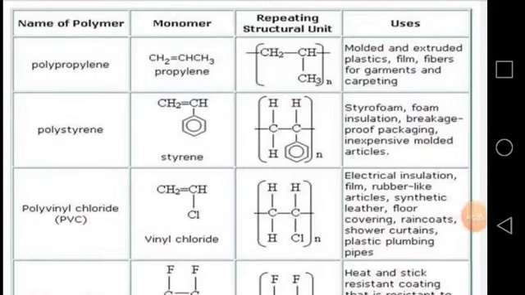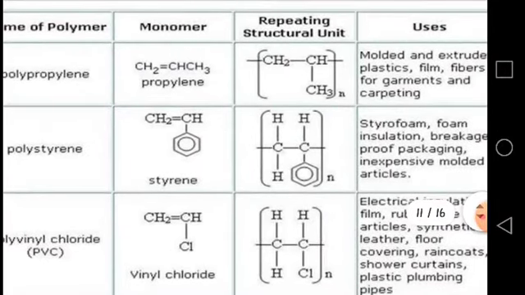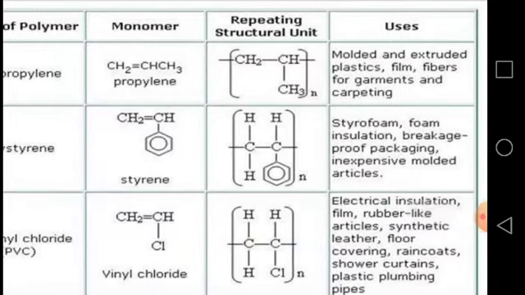Dear students, after having this understanding of polymers, monomers, the polymerization process and their types, now we are focusing on the uses of different types of polymers. The first one is polypropylene. Its monomer is propylene, and this is the repeating unit. And now we are going to focus on the uses: molded and extruded plastics, film, fibers for garments and carpeting.